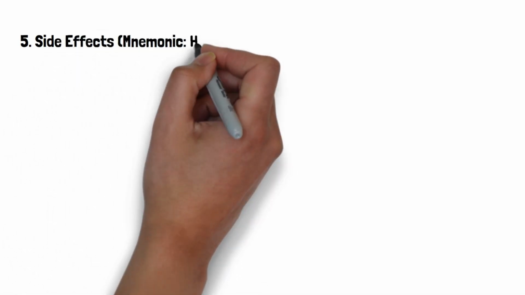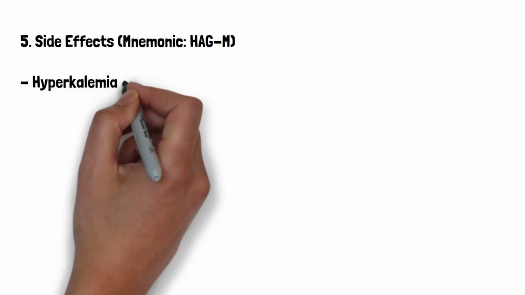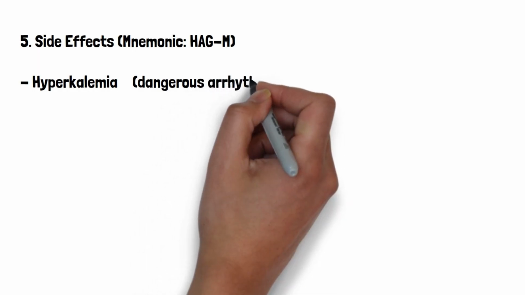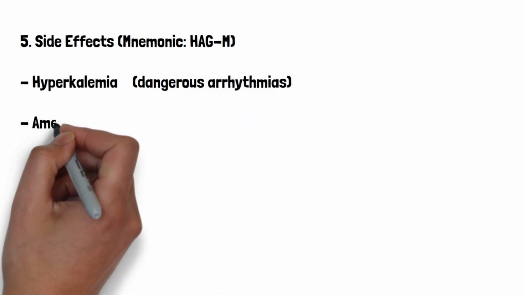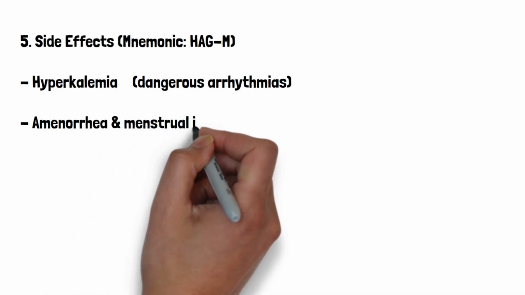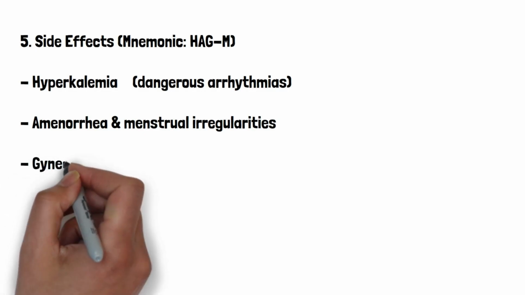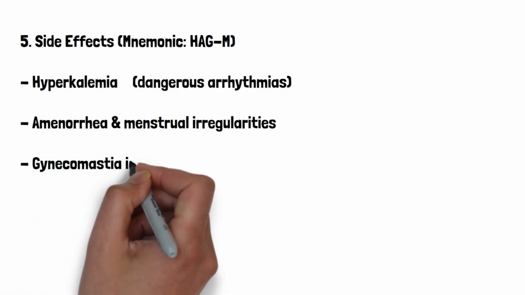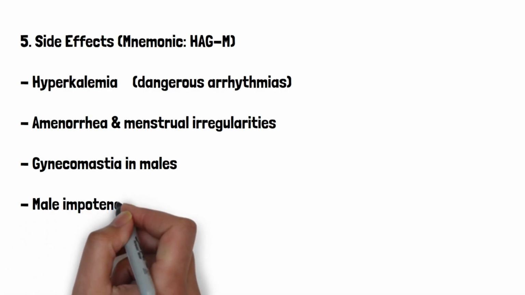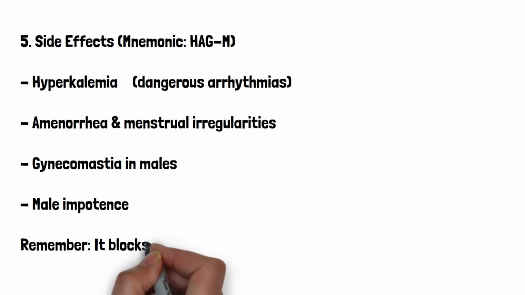The main one is hyperkalemia. Because it retains potassium, potassium levels can rise dangerously, leading to arrhythmias. Other side effects are related to hormones, since spironolactone also blocks sex hormone receptors. In males, it can cause gynecomastia, enlargement of breasts. In females, it may cause menstrual irregularities and breast tenderness. It may also cause impotence in males.